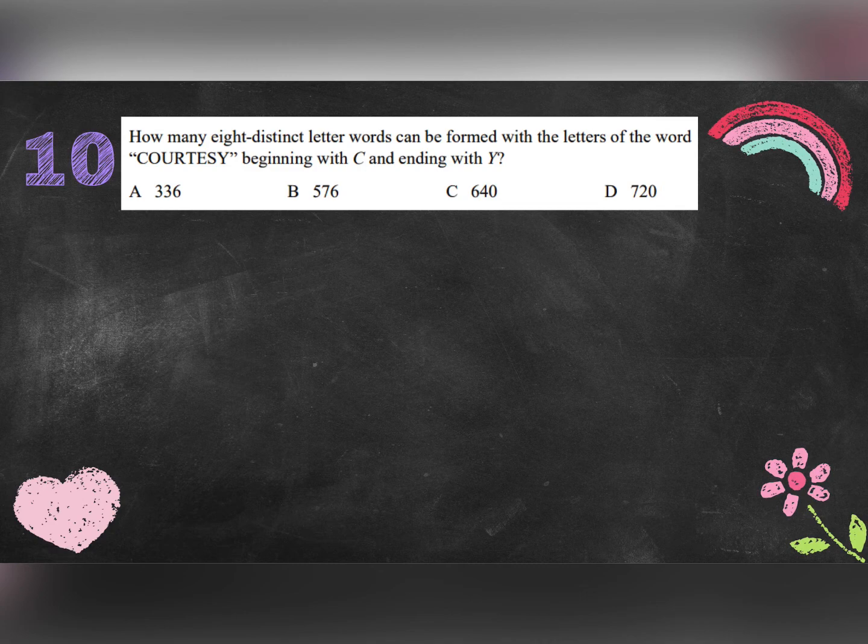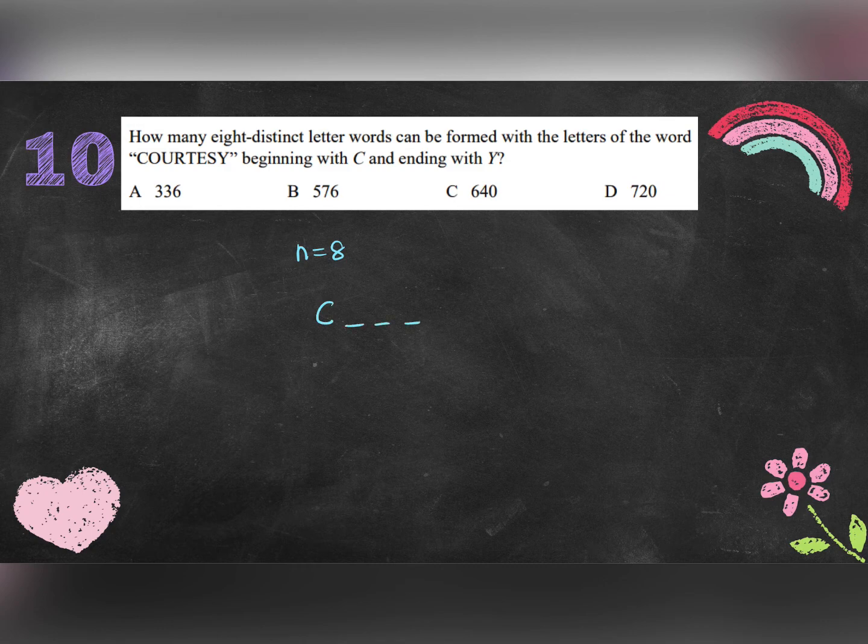How many 8 distinct letters can be formed with the letters of the word courtesy, beginning with C and Y? Okay, ada berapa huruf ni? 1, 2, 3, 4, 5, 6, 7, 8. Okay. So we have N equals to 8. No, tak ada huruf yang repeated. Okay, tak ada masalah. So start dengan C.